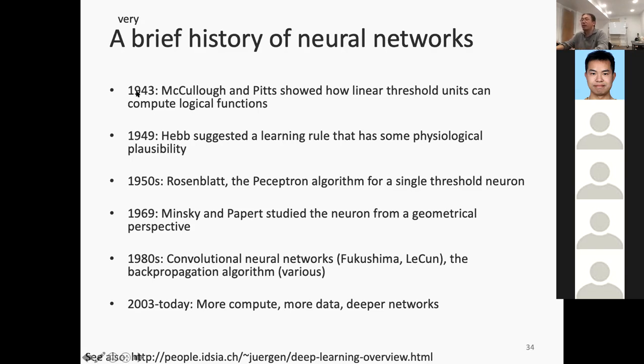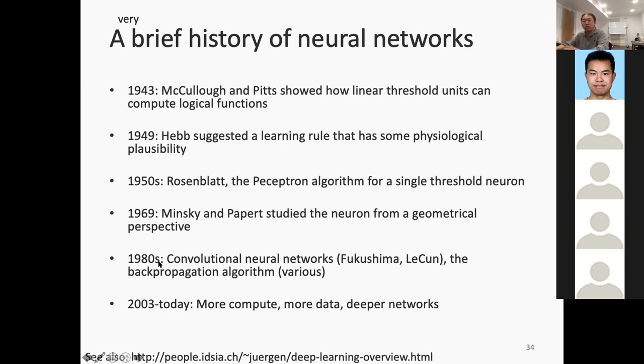So you can say, if you trace back very early, these two pioneers showed how linear threshold units can compute logic functions. It's in the 1940s. In 1949, Hebb, a famous psychologist, suggested a learning rule that has some psychological plausibility. Then in the 1950s, Rosenblatt invented the perceptron. So actually, he invented a learning algorithm for the linear threshold units. They would specifically call it a linear classifier. In 1969, Minsky and Papert studied the neurons from a geometric perspective.